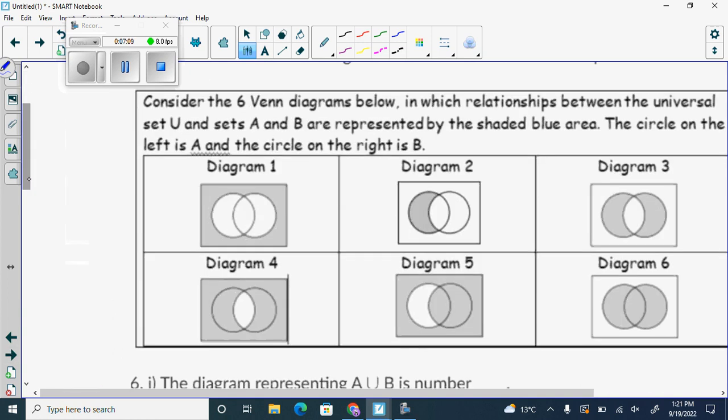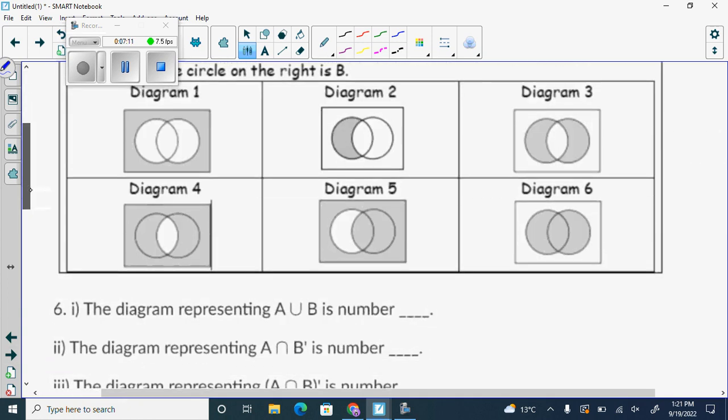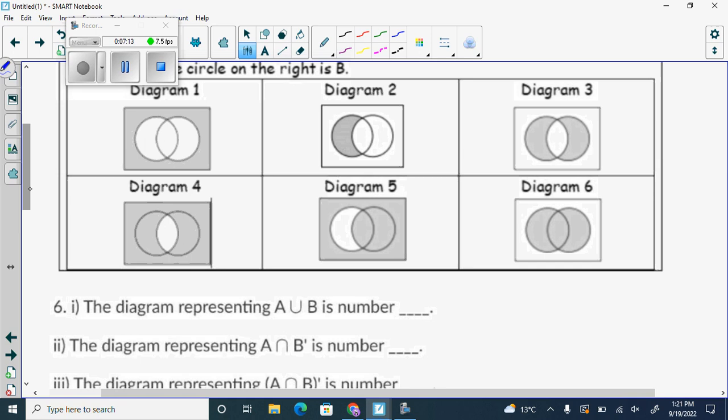Here, considering the 6 Venn diagrams, which one goes with which? So we have A or B. That's the snowman. The shaded snowman is 6. This one is A and not B. Remember when it's and not, then that is going to be a crescent moon. Which crescent moon is existing? The A crescent moon, because B doesn't exist. It says A but not B. So that's going to be 2.